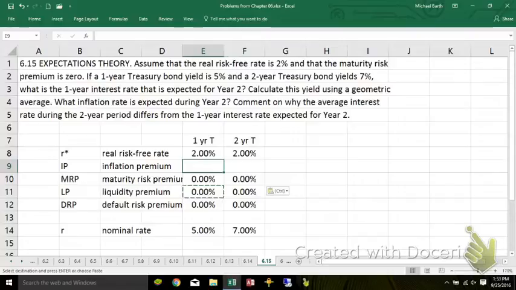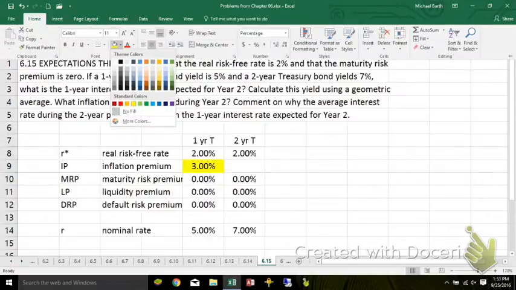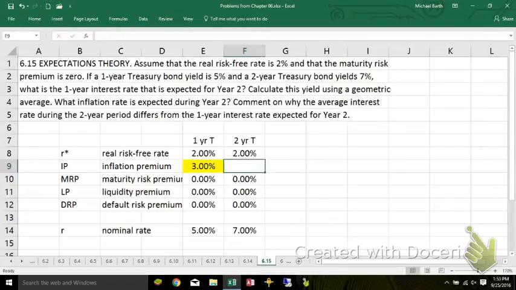So the only difference between the 5% here and the 2% R star, or the real risk-free rate, has to be the average inflation in year one. Okay, now the average inflation over the next 2 years is 5%. And that's just decomposing the interest rate here.